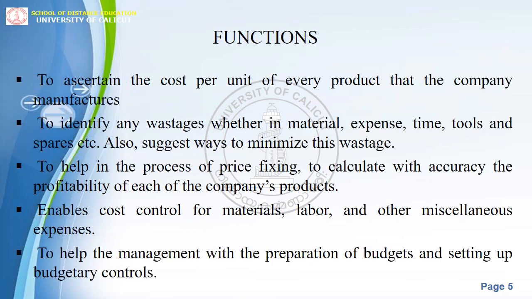The functions of cost accounting include to enable cost control for materials, labor, and other miscellaneous expenses, to help the management in the preparation of budgets and setting up budgetary controls, to ascertain the cost per unit of every product that the company manufactures. These are few of the functions of cost accounting.